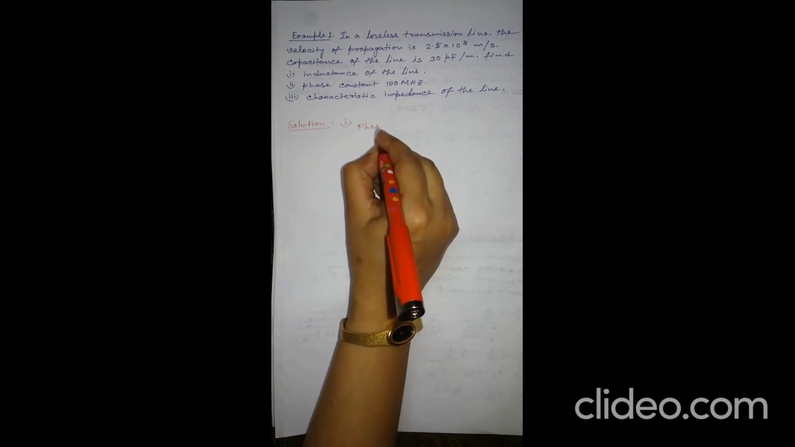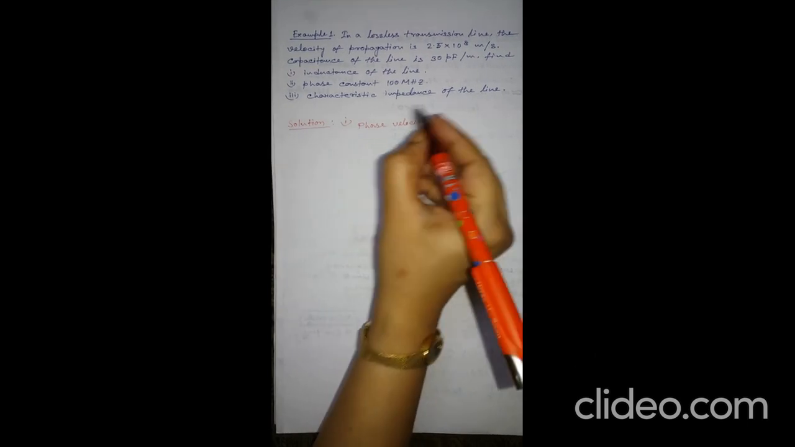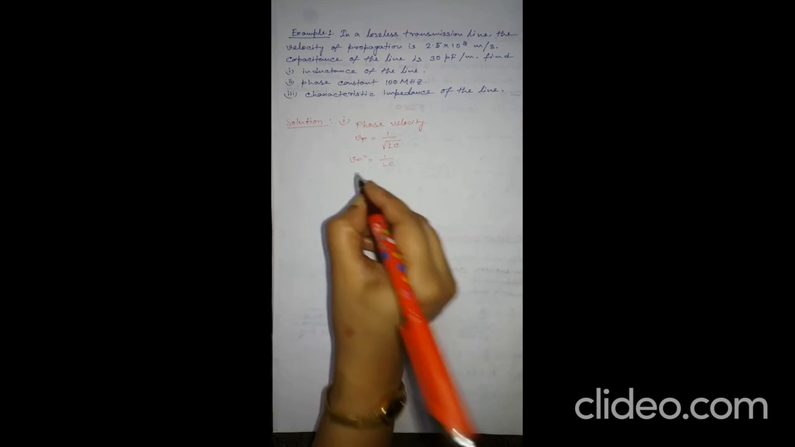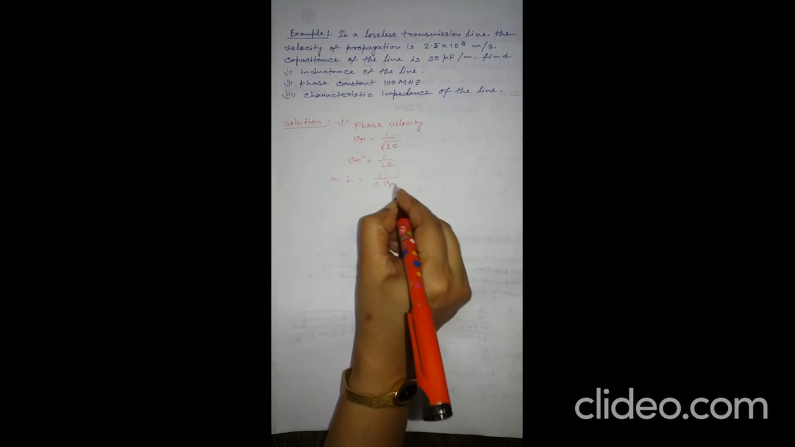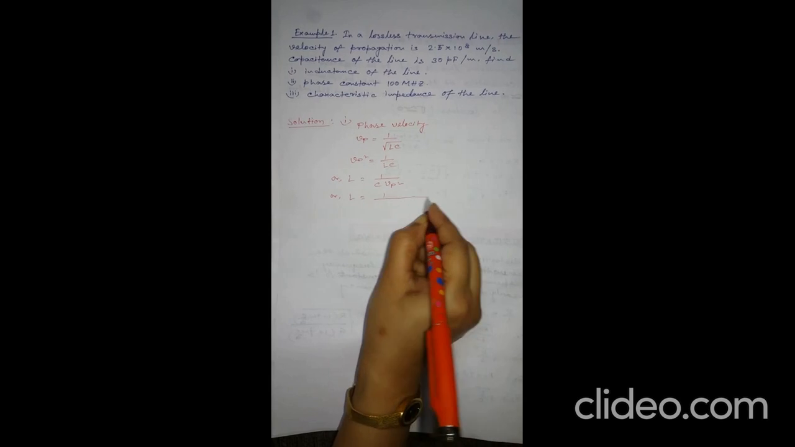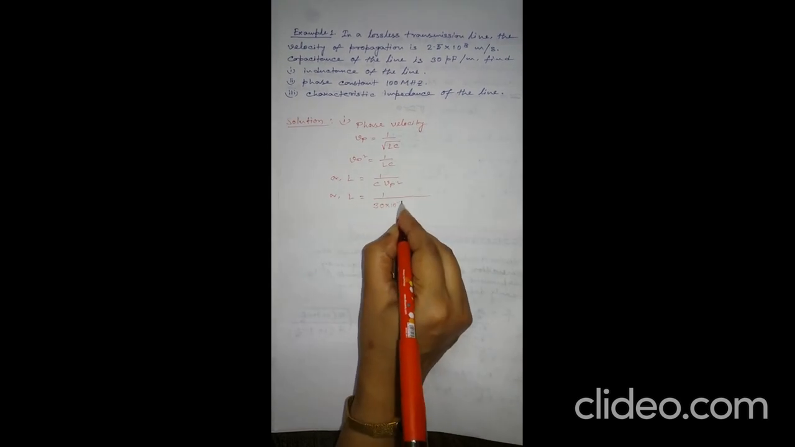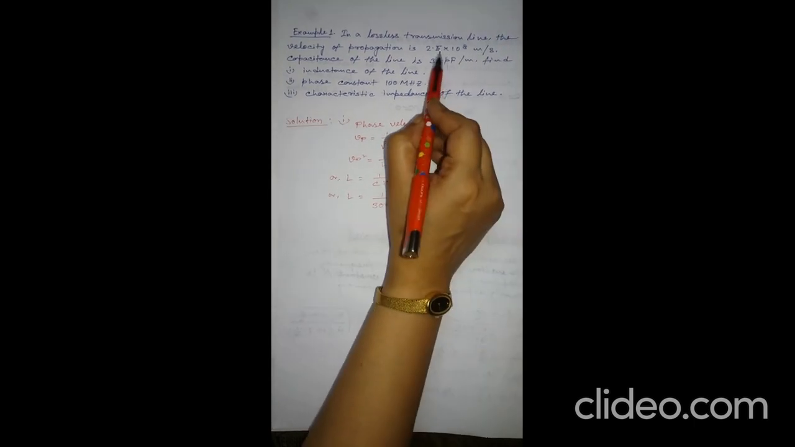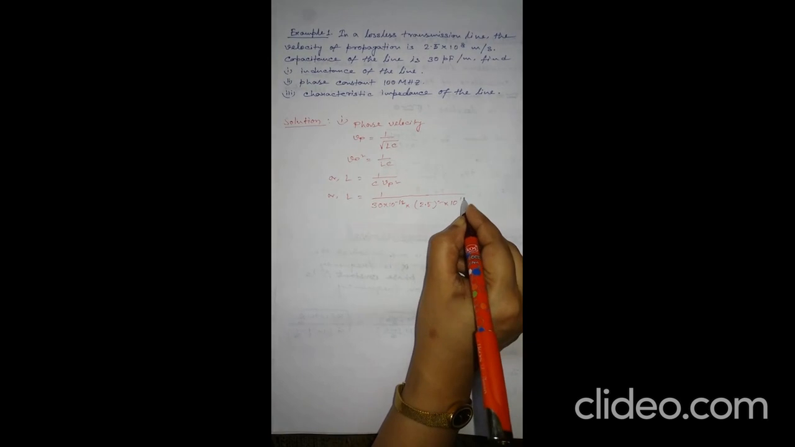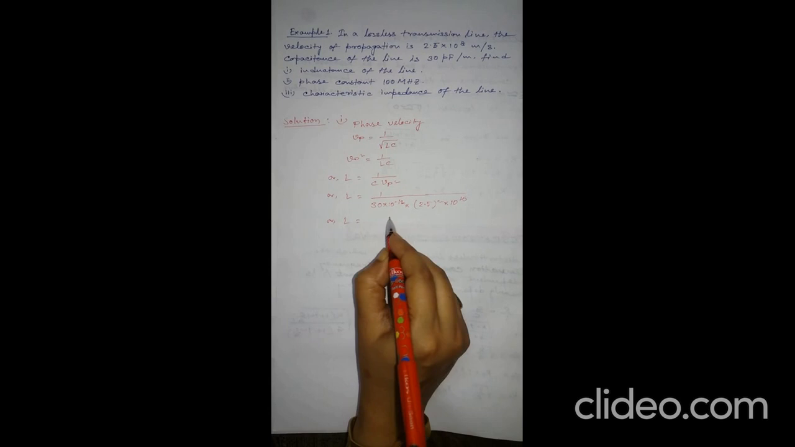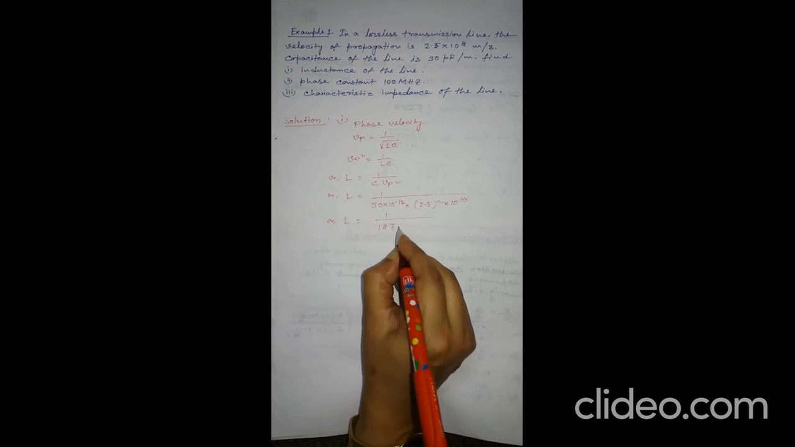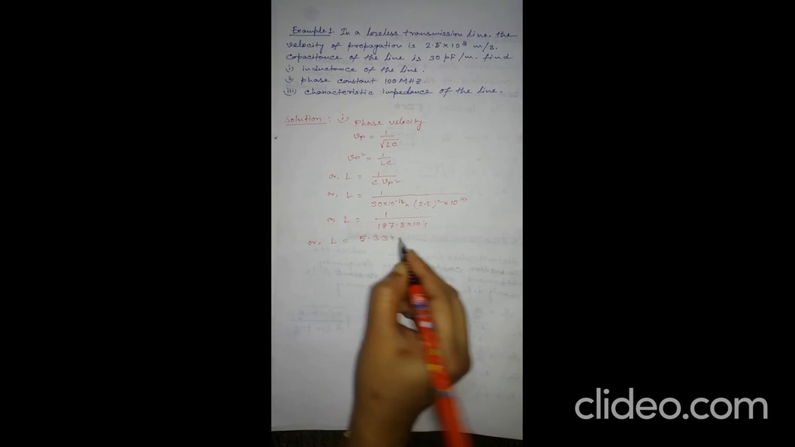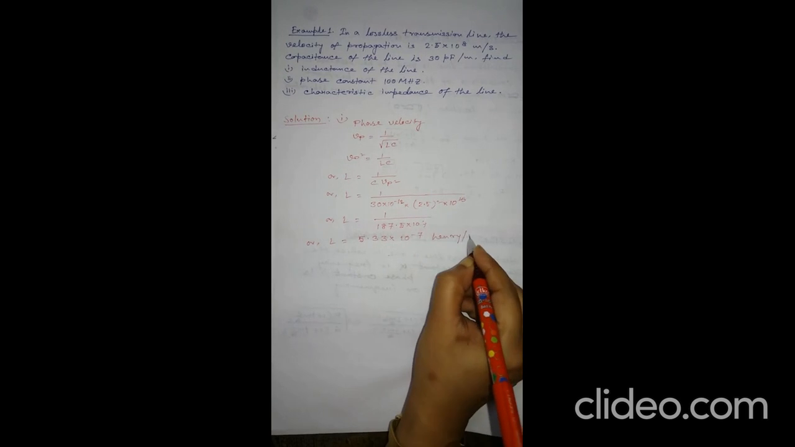First, number 1, the inductance of the line. We know that the phase velocity Vp equal to 1 by root over LC. So you can write Vp square equal to 1 by LC. Or L equal to 1 by C Vp square. Now put the values: 30 picofarad, 30 into 10 to the power minus 12, into 2.5 whole square, 2.5 into 10 to the power 8, 2.5 whole square into 10 to the power 16. After computing this value we get 187.5 into 10 to the power 4, or L equal to 5.33 into 10 to the power minus 7 Henry per meter. This is the answer.